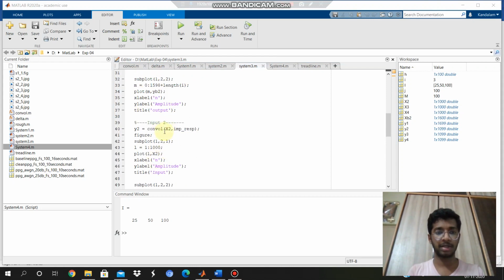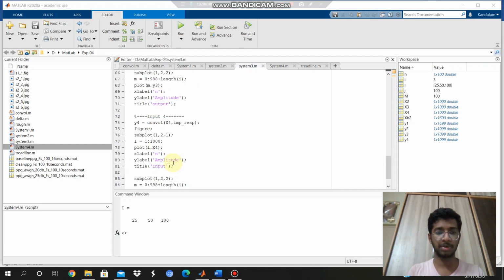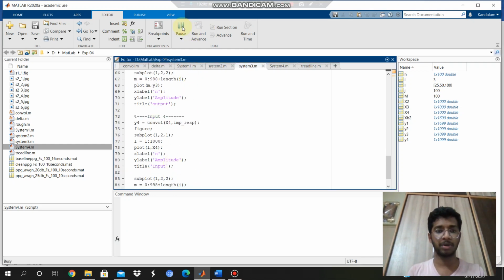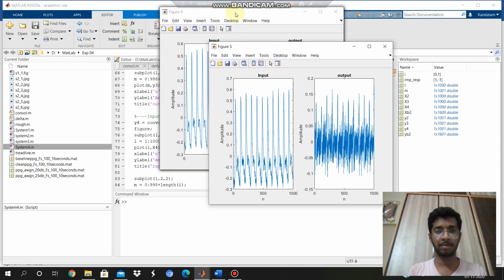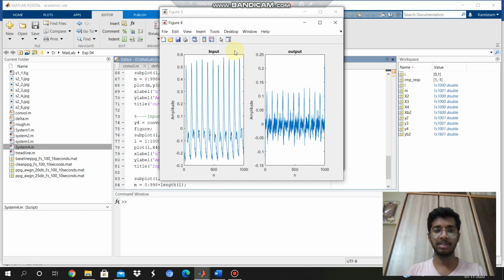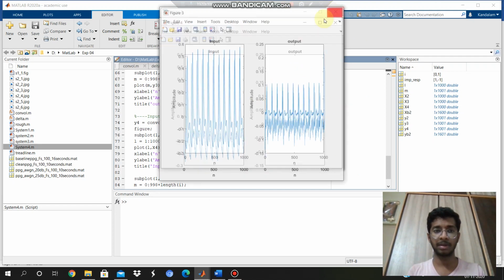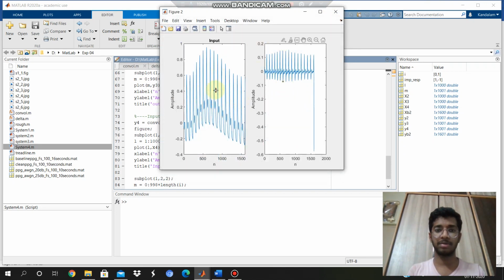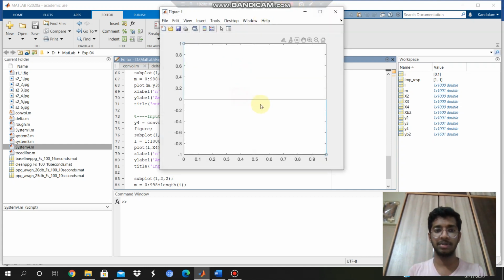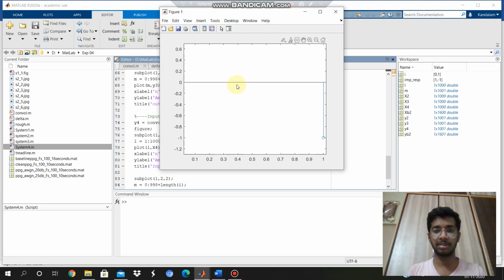And similarly for x2 as input, x3 as input and x4 as input. When we run the program, the output will be, this is when the input is x4 and the corresponding output will be this one, and this is for input x3 and the corresponding output will be as follows, and this is for xb2 and the corresponding output is this. And this is the unit impulse response for system 3.